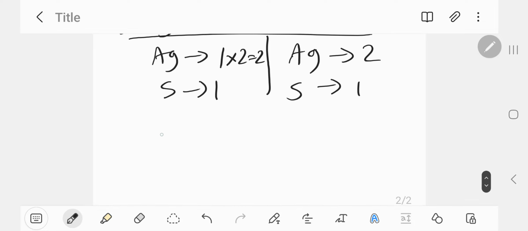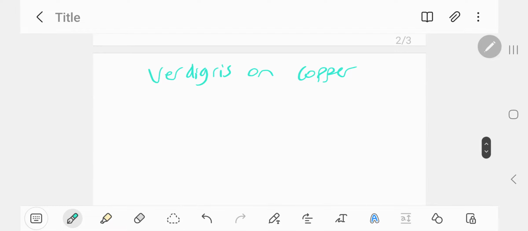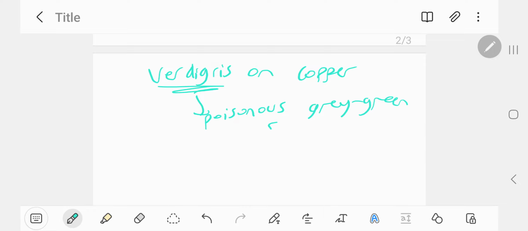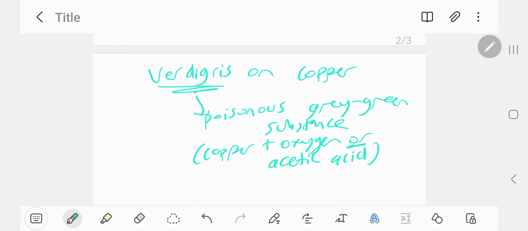Another common example is verdigris on copper, which we'll use a blue-green for. If you live in New York, you're familiar with this because the Statue of Liberty is an example of this. Verdigris is a poisonous grey-greenish substance, due to copper reacting with oxygen or acetic acid. Acetic acid is commonly found in vinegar.